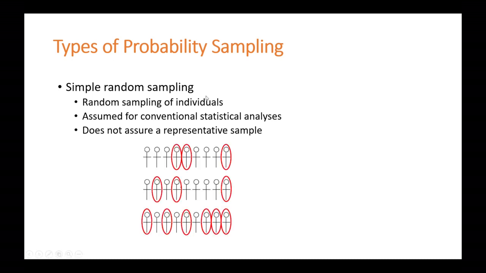So this is what simple random sampling looks like. Let's just assume that this is the general population and you are trying to do some random sampling of individuals. So this is what it's going to look like, where you just pick up individuals by chance. And when this type of sampling happens, we cannot be sure that it is representative of the sample population. However, in this type of sampling, it is always assumed that this is for a conventional statistical analysis.